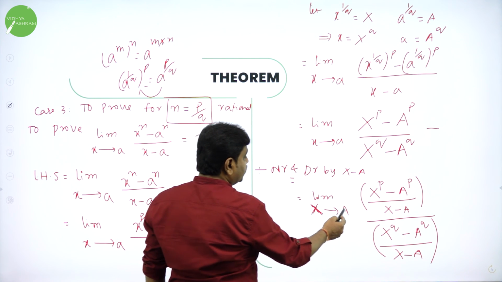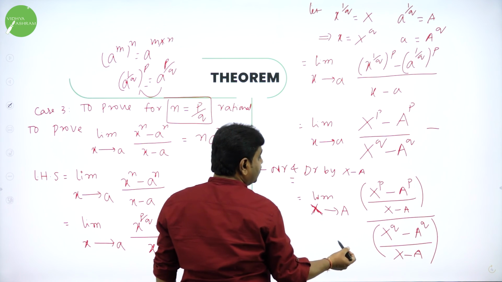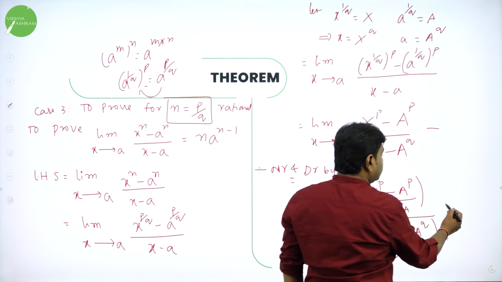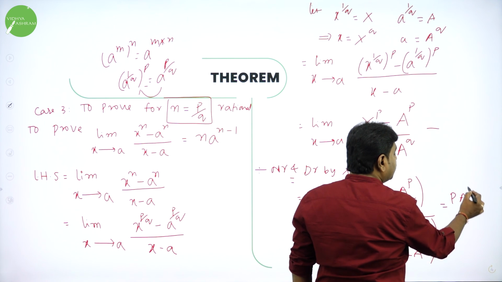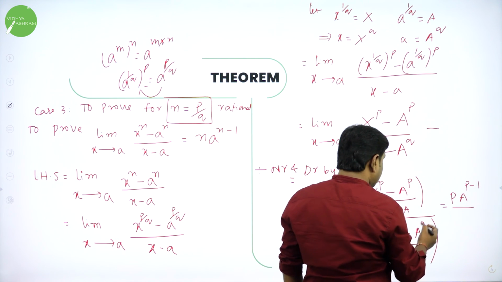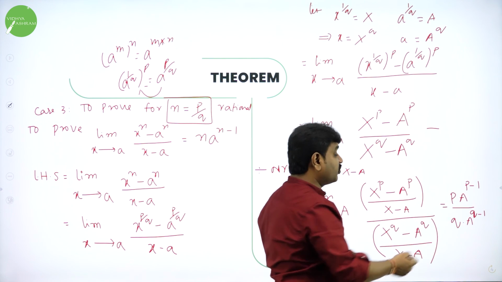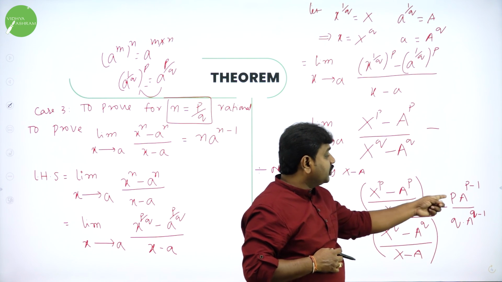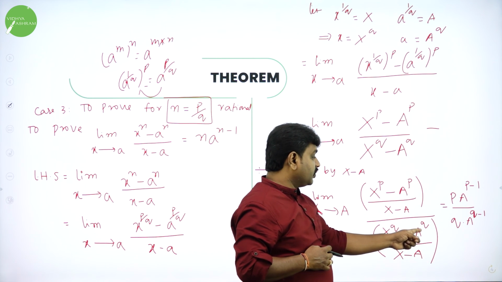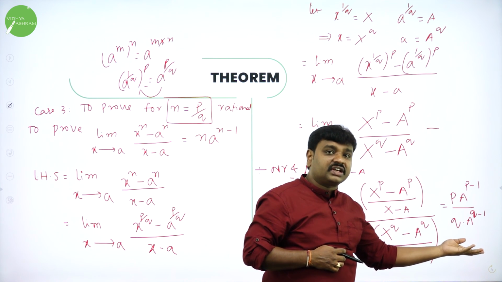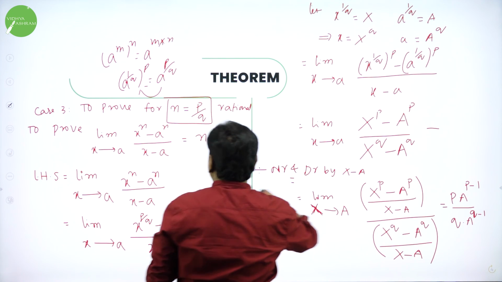So limit x tends to a, (X^p minus A^p) by (X minus A), I will write the theorem. According to the theorem, this is p into A^(p minus 1), and the denominator is q into A^(q minus 1). n into a^(n minus 1), in the place of n what do you have? p. So p into A^(p minus 1). In the place of n you have q. So q into A^(q minus 1). I am applying the theorem. Now I will simplify this.